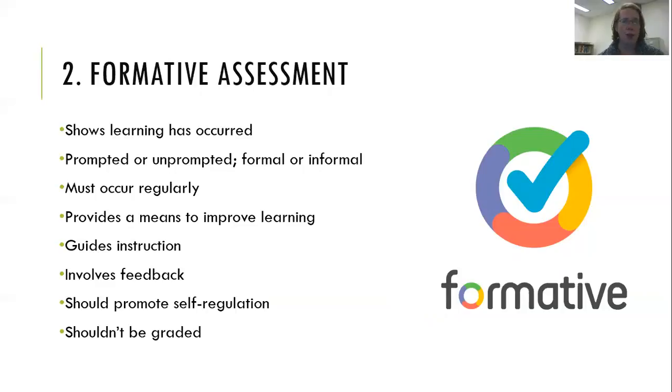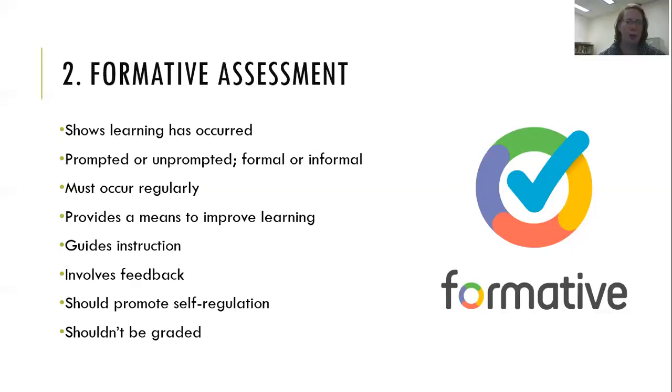You can ask questions of students to see, kind of dig around and figure out where they're at in their learning. So formative assessment should occur fairly regularly. So you want to keep track of where everybody is in terms of their learning. If something's not working, then you're going to need to take a step back and do something else. So formative assessment also provides a means to improve learning. It's so we know where students are at. If we don't know where they're at, it's hard to guide them.